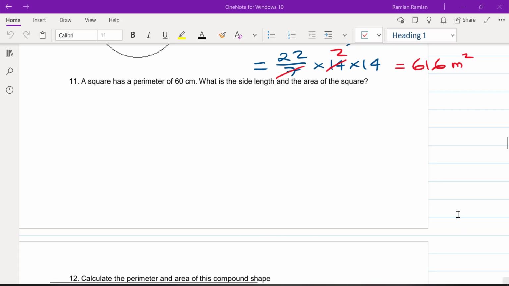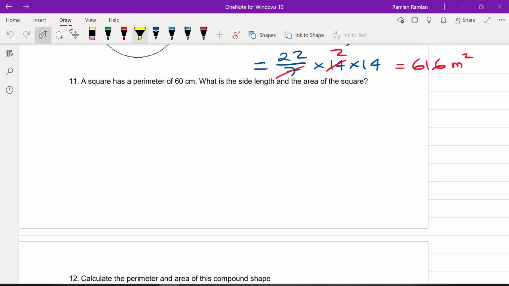A square has a perimeter of 60 centimeters. What is the side length and the area of the square? So again, every time you see a question involving a lot of information like this, make sure that you know what the given information is and what is being asked, and then find the connection between those two.